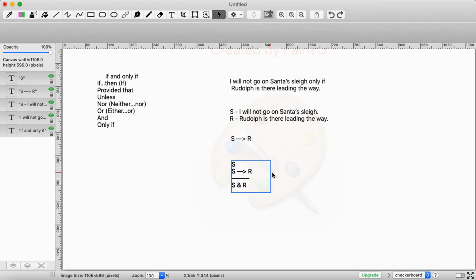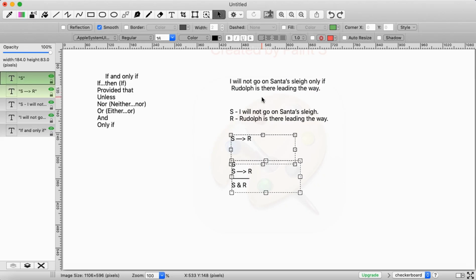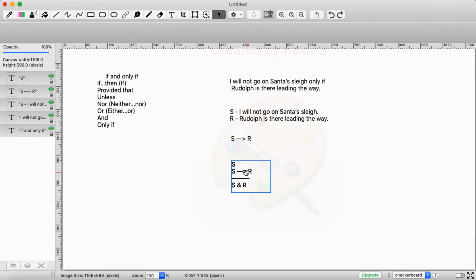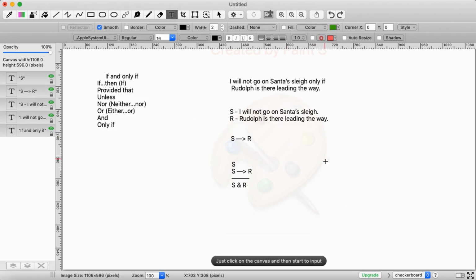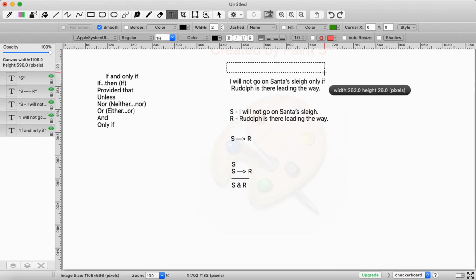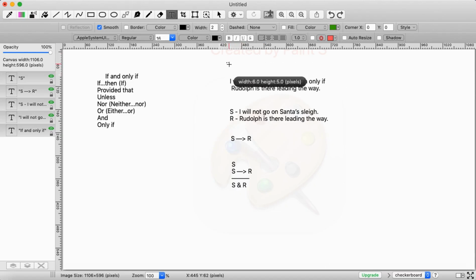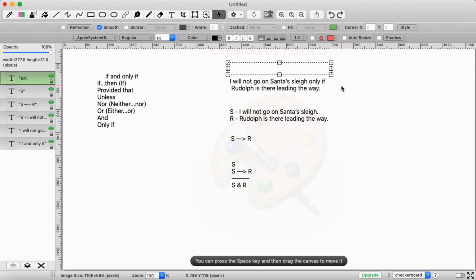So I'm saying S to R is what this is, right? I will not go on Santa's sleigh only if Rudolph is leading the way. This would assume that I have another statement somewhere, right? I'm just making up these arguments. This whole video I've been making up these arguments, but I haven't been writing them in English. Really what this would look like is I'm adding another statement over here.